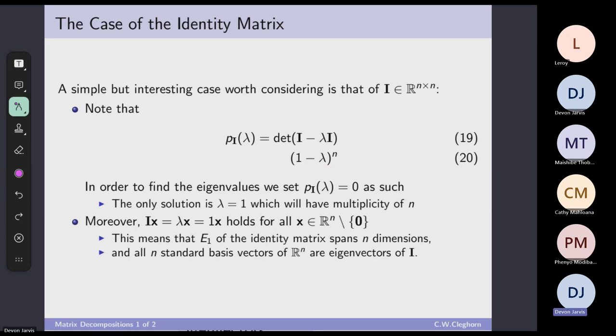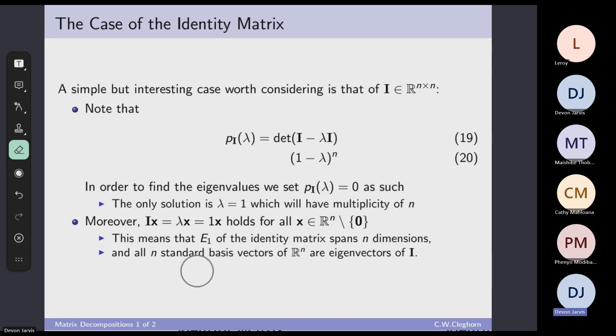Moreover, if you take the identity times X and sub in the lambda, you're going to get 1 times X. So all that tells us is that X in its own right was the eigenvector, and it just means that it's axis aligned. All right. So every column of I is going to be an eigenvector. Just every X, Y, Z of my box was the eigenvector. So that means that E1, the eigenspace for lambda 1, for that eigenvalue of the identity matrix, spans all n dimensions. And all n standard basis vectors of Rn are eigenvectors of I.